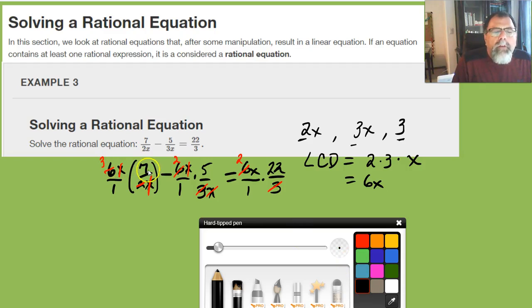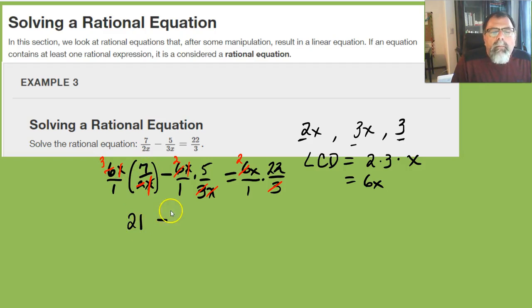So then we multiply what's left over. You get 21 minus 2 times 5 is 10. And then equals 2 times x times 22 is 44x. Now, you just got a simple linear equation. So we simplify 21 minus 10 is 11. We want to get all the variable terms together on one side. There's only one, so that's done. Get all the constants on the other side. That's done. And then divide both sides by the coefficient of the variable term.